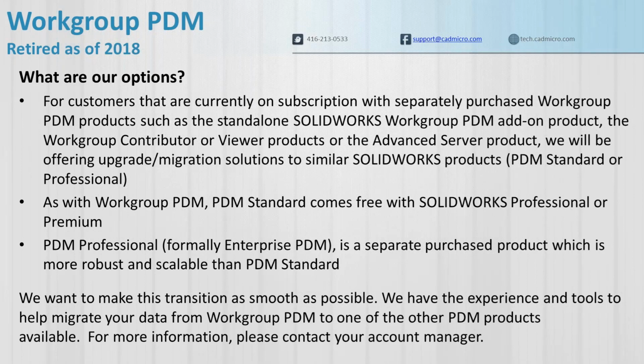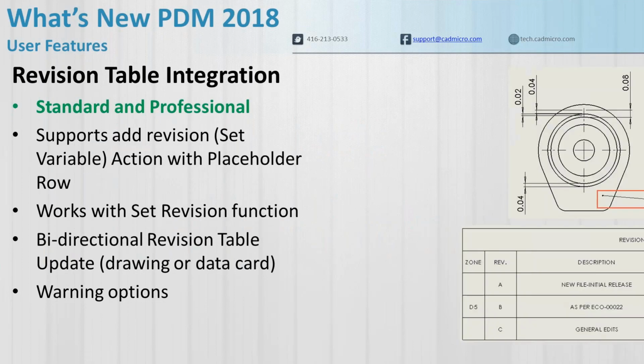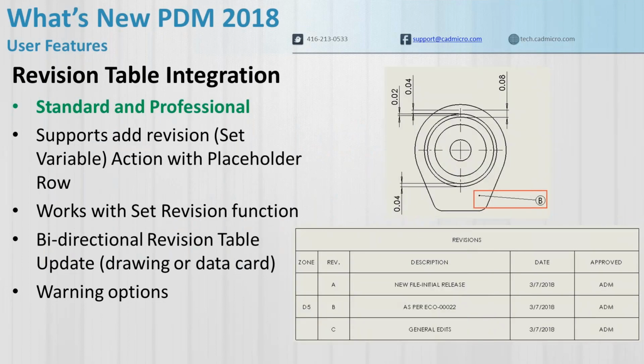PDM Standard is a 3-day implementation. Professional is a 5-day implementation, at least suggested, plus my time to do the migration, which is dependent on the complexity of your existing vault. So we do want to help you do that. Give your account manager a call and we can go from there. So without further ado, let's talk about some of this new stuff that we've got in PDM 2018.